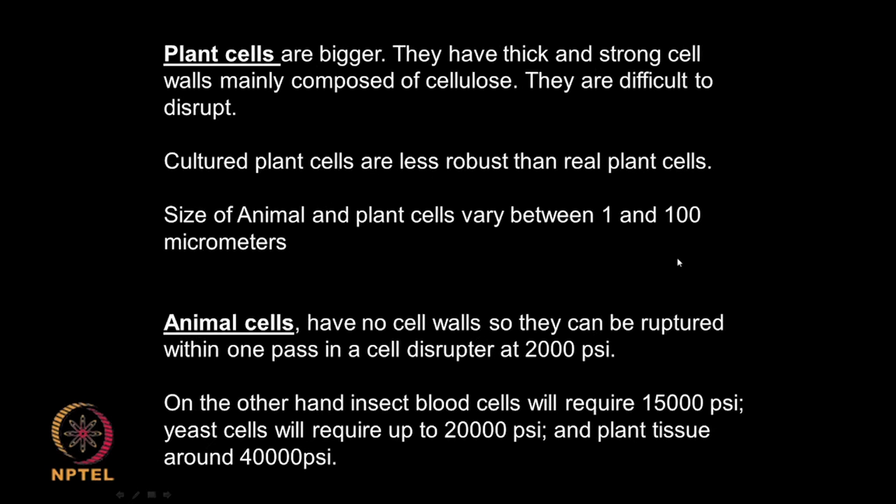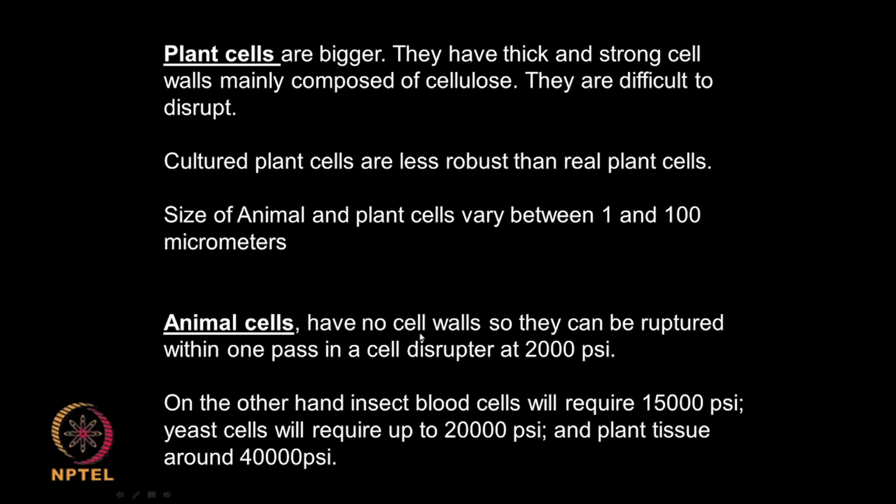Now plant cells, if you take, they are very big. They have thick and strong cell walls, mainly composed of cellulose. They are difficult to disrupt, whereas cultured plant cells are less robust than real plant cells. If you take animal and plant cells, the size varies between 100 to 1 micron. So you see they are very big.